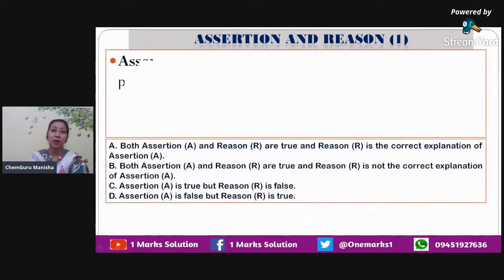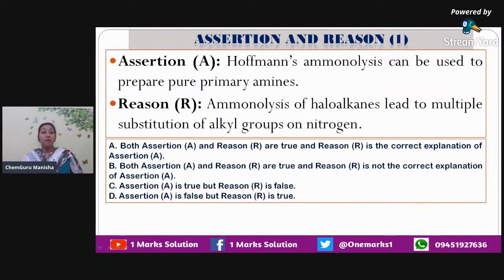The first assertion statement that we have in front of us is: Hoffman's ammonolysis can be used to prepare pure primary amines. Now, Hoffman's ammonolysis is a process. If you know the reaction, it's Hoffman's bromamide degradation reaction. Basically, we start with an amide, and this amide undergoes certain degradation and gives you an amine. That's absolutely correct, and we get a primary amine. But are we getting a pure one, or is ammonolysis giving it?